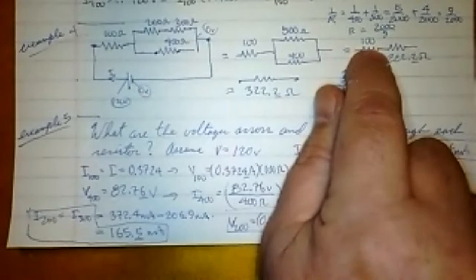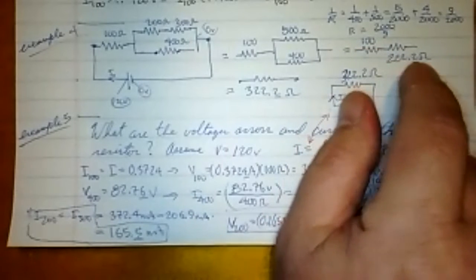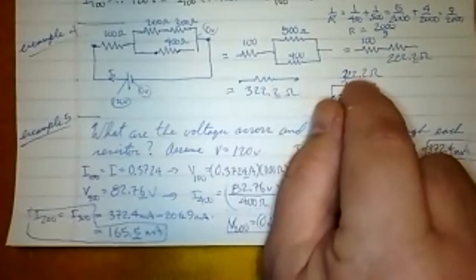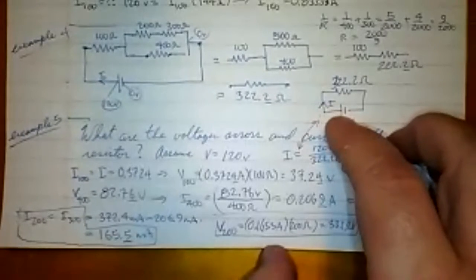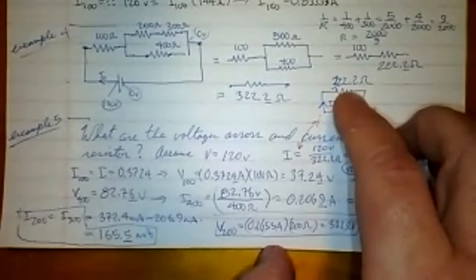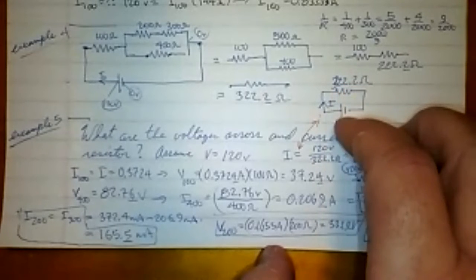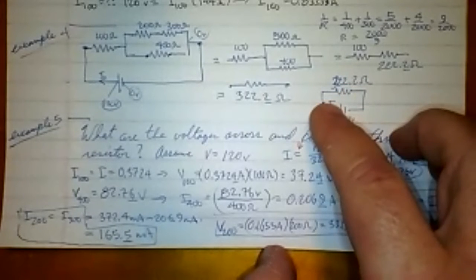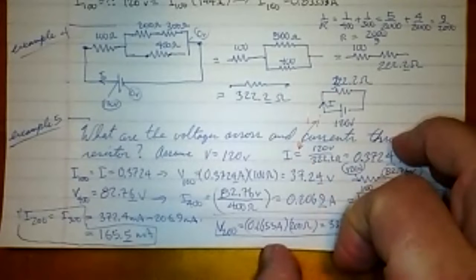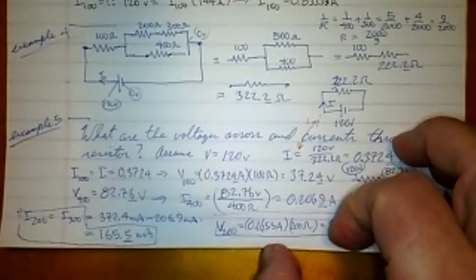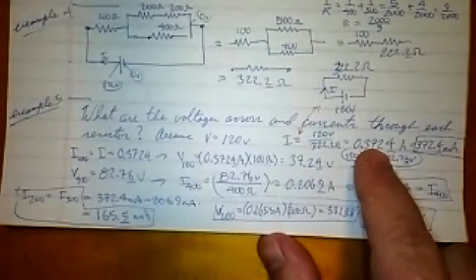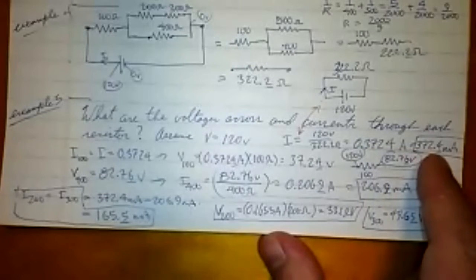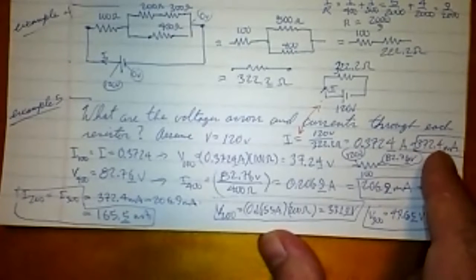And then I had a 100 ohm resistor in series with that 222. So the equivalent resistance really was 322.2. As far as the battery is concerned, it only knows there's 322.2 ohms of resistance over there. So it just supplies the appropriate amount of current given by Ohm's law. And that's 120 volts is equal to I times 322.2. That gave me 0.3724 amps, or 372.4 milliamps.